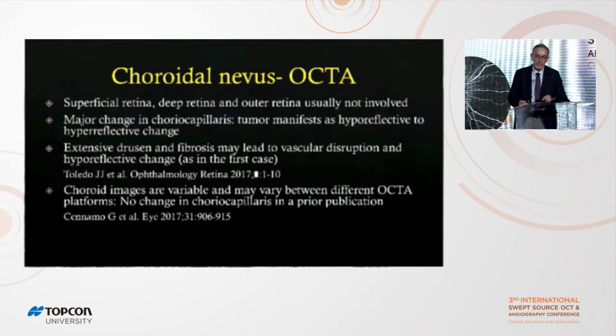Summing up the OCTA findings in choroidal nevus, the retinal layers are usually not involved, and the major change is in choriocapillaris. Tumor manifests as hyporeflective to hyperreflective change, and extensive drusen and fibrosis on the tumor surface may lead to vascular disruption and a hyperreflective change, as in our first case, and this finding has been reported before by Toledo and associates. And choroidal images are variable and may vary between different OCTA platforms, and there was no change in choriocapillaris in patients with choroidal nevus in a prior publication by Gennamo and associates.